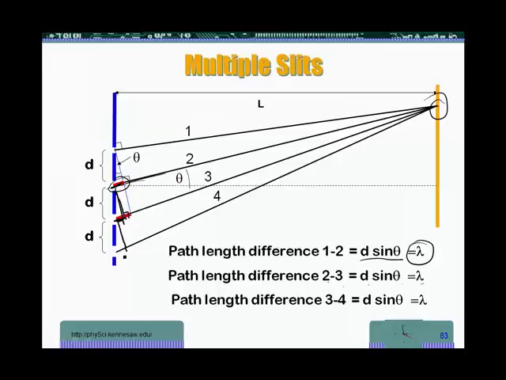Similarly here, I still have the same path difference. Since I have the same d, and remember the angle here, because L is so large, I have the same theta here, here, all of them are the same. So I again have the same path difference d sine theta, so the beams are going to be in phase again. So what does that mean? That means all of these beams are going to add up constructively there.